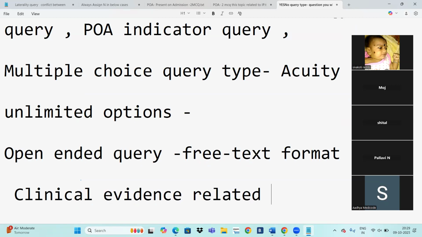Like clinical indicator related types, or clinical validation related, we need to raise in the free text format. Clinical evidence or clinical indicator related, it should be open-ended type.